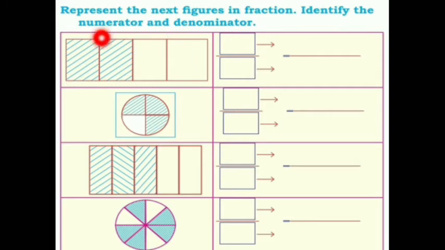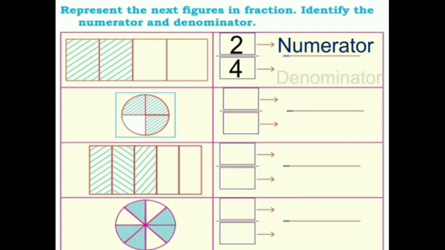Children, see this figure. This figure is divided into 4 equal parts. 2 parts are shaded, 2 parts are not shaded. So the fraction form will be 2 by 4. Here, what does 2 represent? Yes, 2 is the numerator. What does 4 represent? Yes, 4 is the denominator.